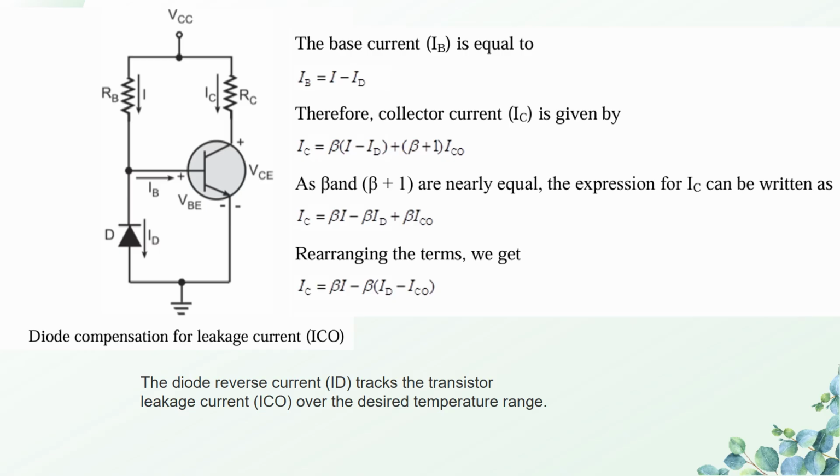So the above equation of IC can be rewritten as IC is equal to beta I minus beta ID plus 1 plus beta, which is equivalently written as beta, so it is beta ICO. Rearranging these equations, taking beta as common in the second and third terms, IC is equal to beta I minus beta into ID minus ICO.